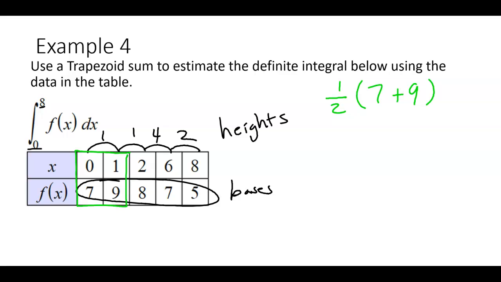My next trapezoid is going to be from 1 to 2. What is the height of that trapezoid? 1. And what are the bases of that trapezoid? It's the y values. I didn't hear you, sorry. All right, next one. My next trapezoid is going to go from 2 to 6. What is the height from 2 to 6? What are the bases of that trapezoid?